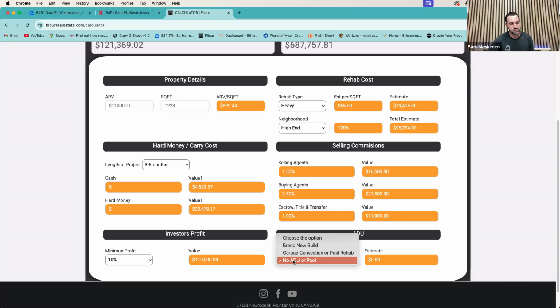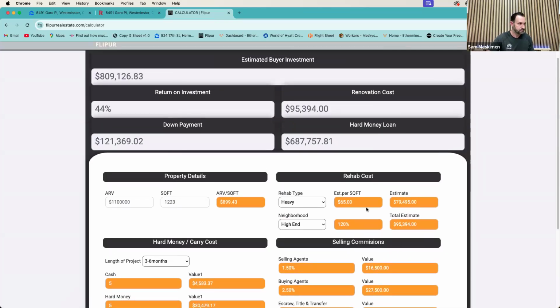And then this would be just if I added a garage or an ADU. Again, not a specialty of ours, like a brand new pool, but it's in there. If you have a pool and it needs help, then I would just say, okay, pool rehab, and it's going to add something for that pool rehab. So no ADU. So then comes to our offer price, $809. That's approximately what we would offer for it.